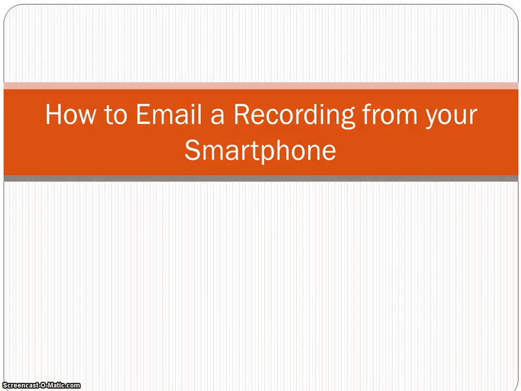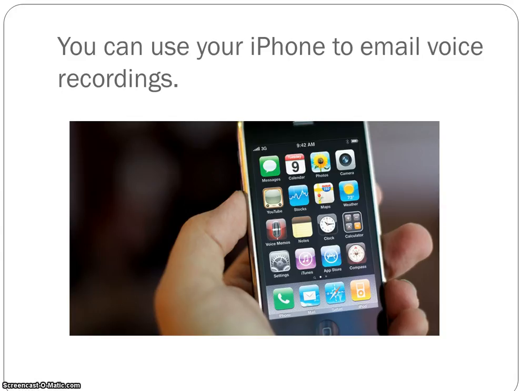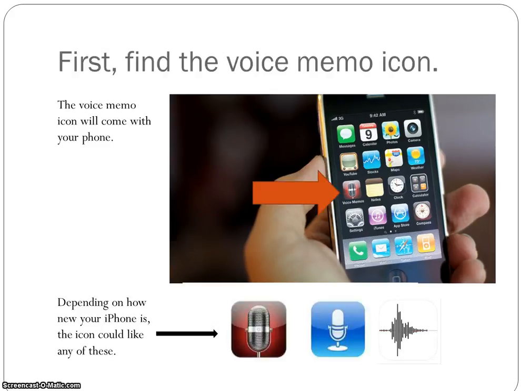So here's a quick tutorial on how to email a recording from your smartphone. For this tutorial we're going to use an iPhone, and all iPhones come with the capability to email in voice recordings. First thing is you have to find the voice memo icon. All iPhones come with this, and you can see the big red arrow pointing towards the picture of it on the phone.